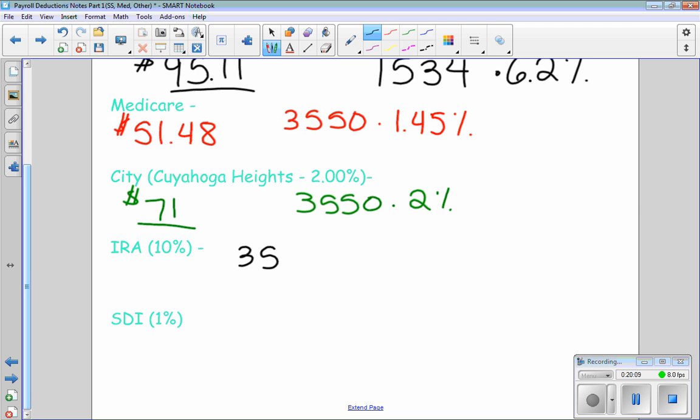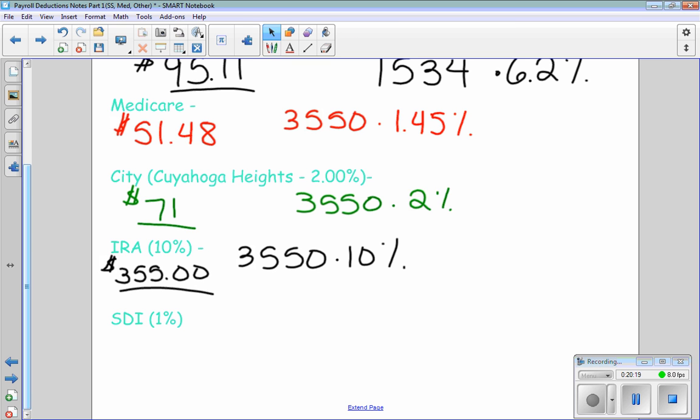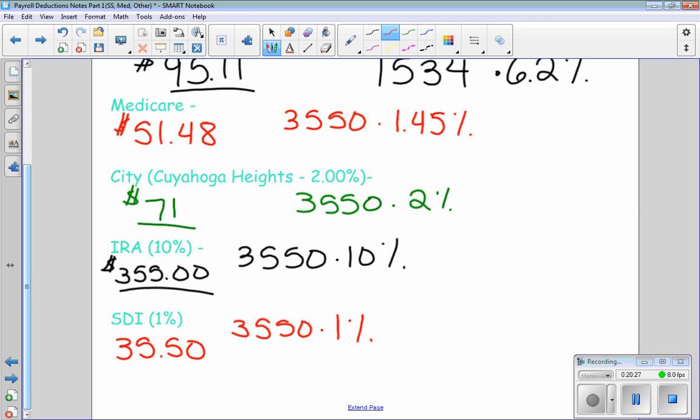So $3,550 times 10%, you should be able to do that in your head, is $355. And then state disability, 1%, move the decimal place one more time, $35.50. And there they are. Any questions?